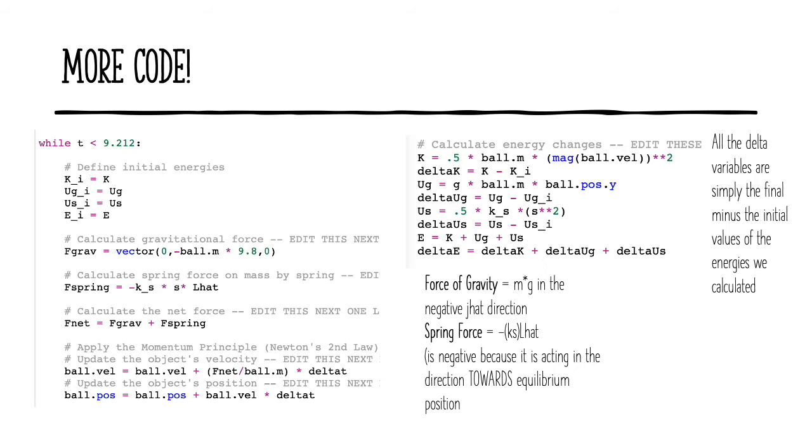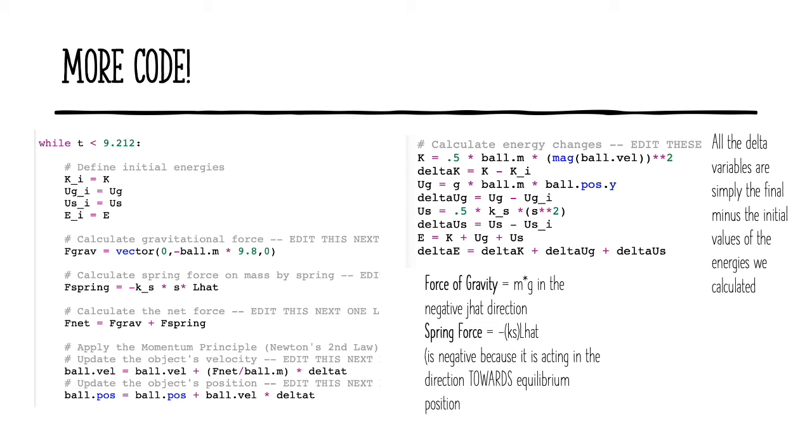In the calculation loop, I changed my time to be 9.212 to match where my tracker data ended. After this, I set each of the initial energies to those previously calculated before incorporating Newton's second law into my code. The force of gravity is simply the object's mass times little g in the negative j hat direction due to the spring's positioning, and F net for the object is then the combined forces of both the spring and the gravity that is acting upon the ball.